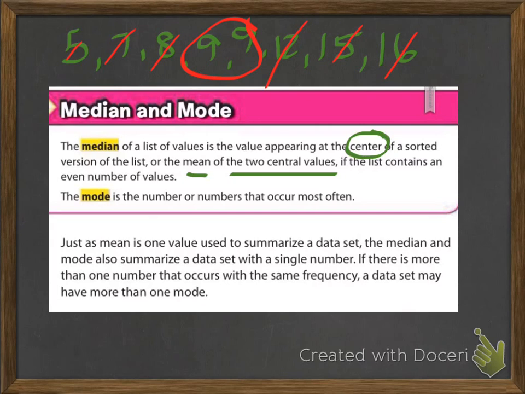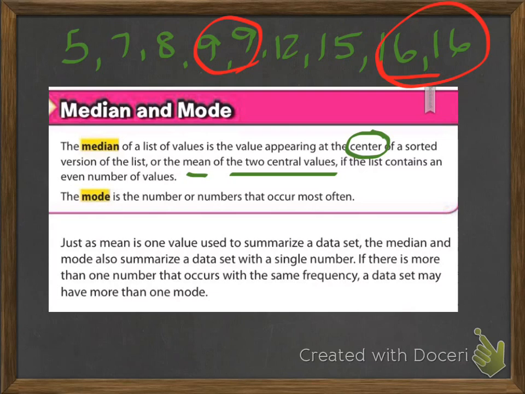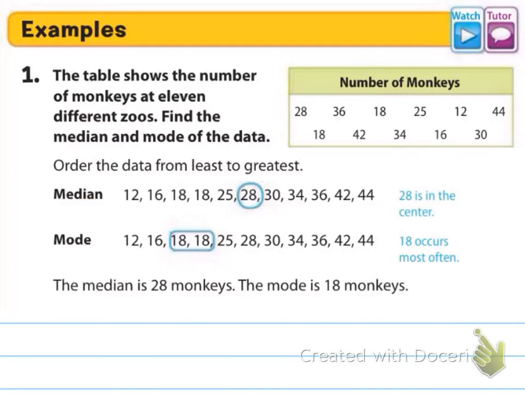If there is more than one number that occurs with the same frequency, a data set may have more than one mode. And that's a really important thing. So if for instance, in this set that I have here, I added another 16, let's say, I'd actually have two modes. I'd have my 9s and I'd have my 16s. And so my mode for this one would be 9 and 16. So that's something you need to think about, that it is possible that we can have more than one mode.